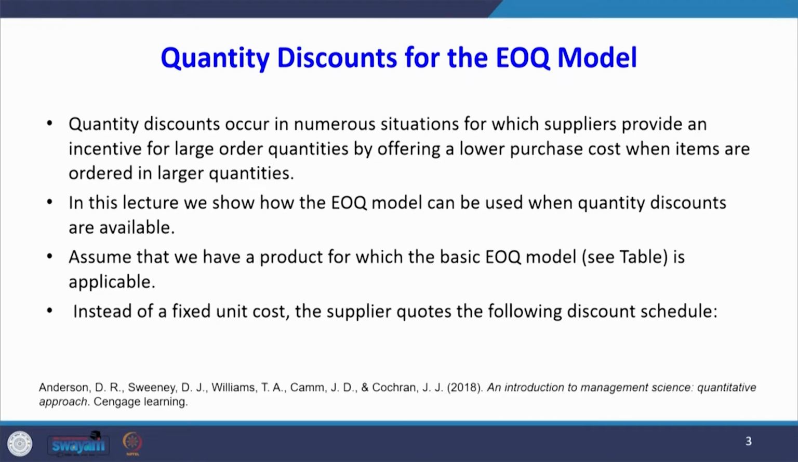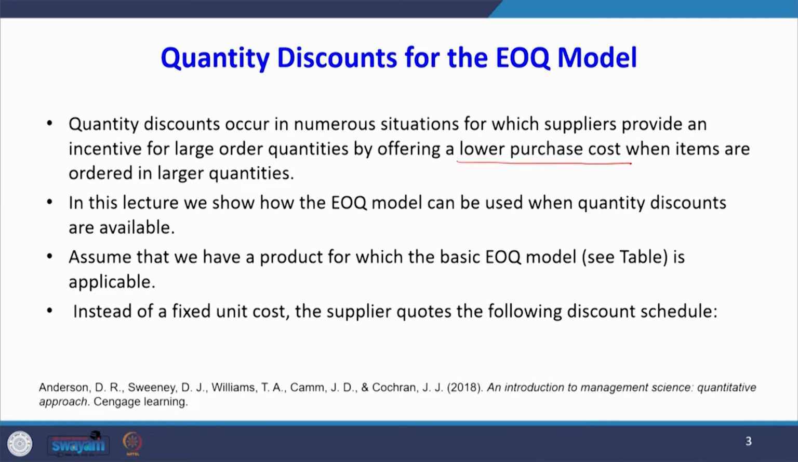Quantity discounts occur in numerous situations for which suppliers provide an incentive for large order quantities by offering a lower purchase cost when the items are ordered in large quantities. So, whenever we buy larger quantities, the suppliers reduce the purchase cost, they give price discounts, so that you will buy more, but we have to be very careful whether we can take that offer or not. In this lecture we show how the EOQ model can be used when quantity discounts are available.